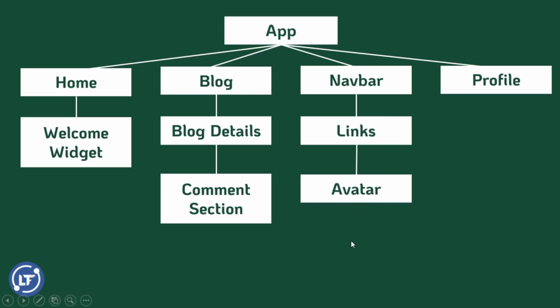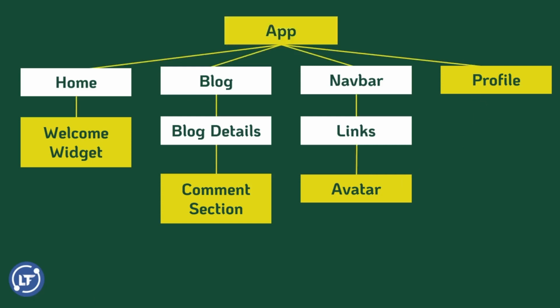Now let's say we need to share data from the app to the welcome widget, the comment section, the avatar or the profile. Whenever a user logs in, we want some details to get rendered conditionally. On the welcome widget, we want to display their name. On the comment section, we want to show their name and maybe the profile picture. Similarly on the avatar, and also on the profile component we want to show their details.